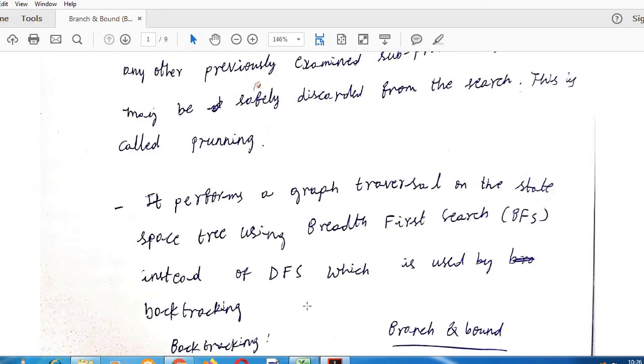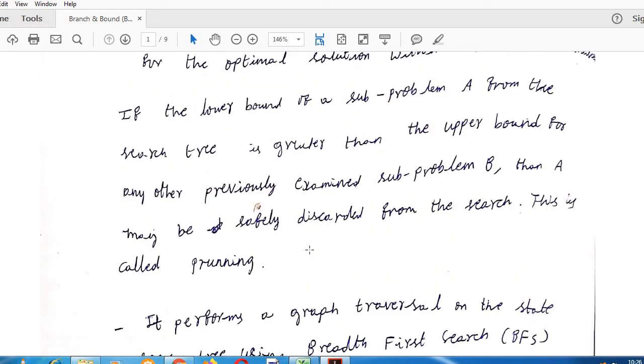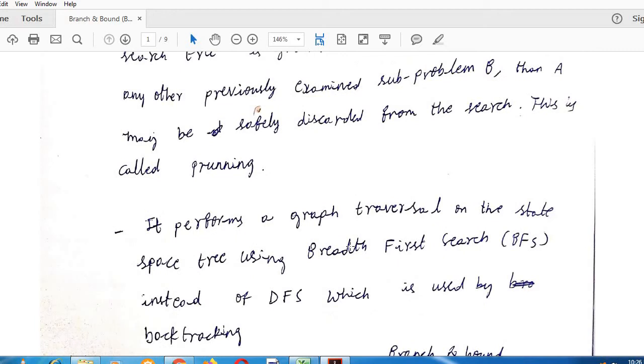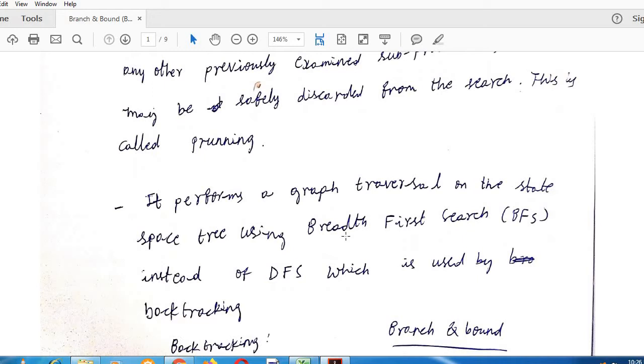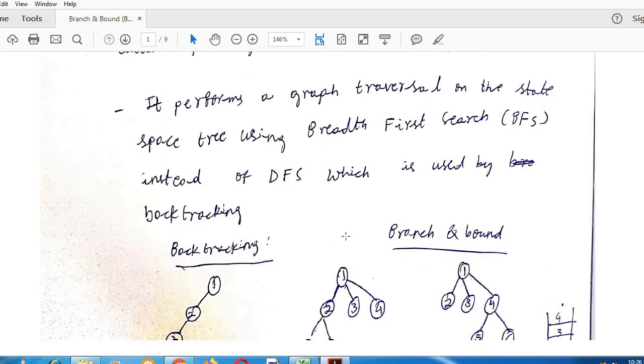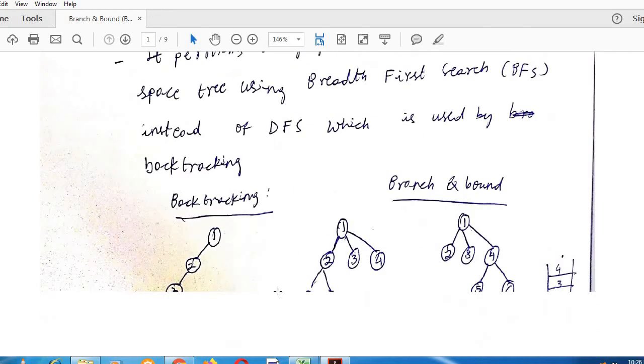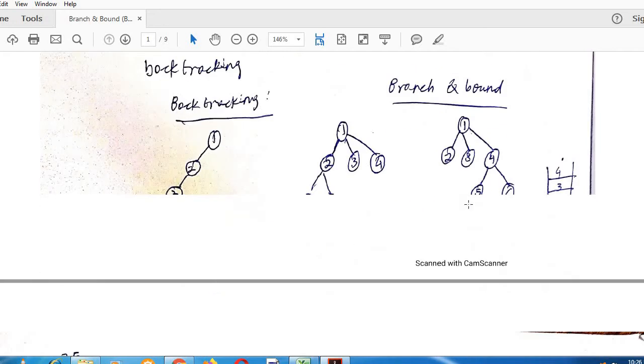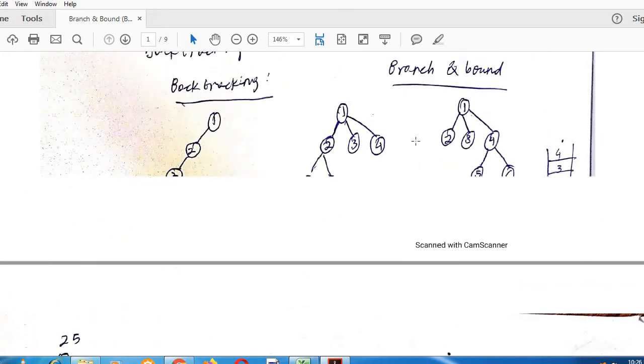As I was telling, this branch and bound algorithm makes use of breadth first search instead of depth first search. If you remember, depth first search we had used in backtracking. To explain, this is the example. Let me explain this one with an example.